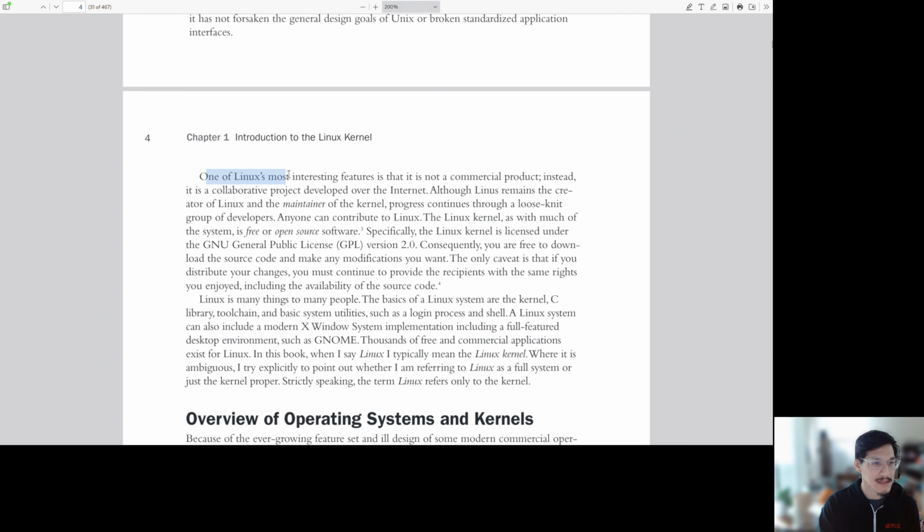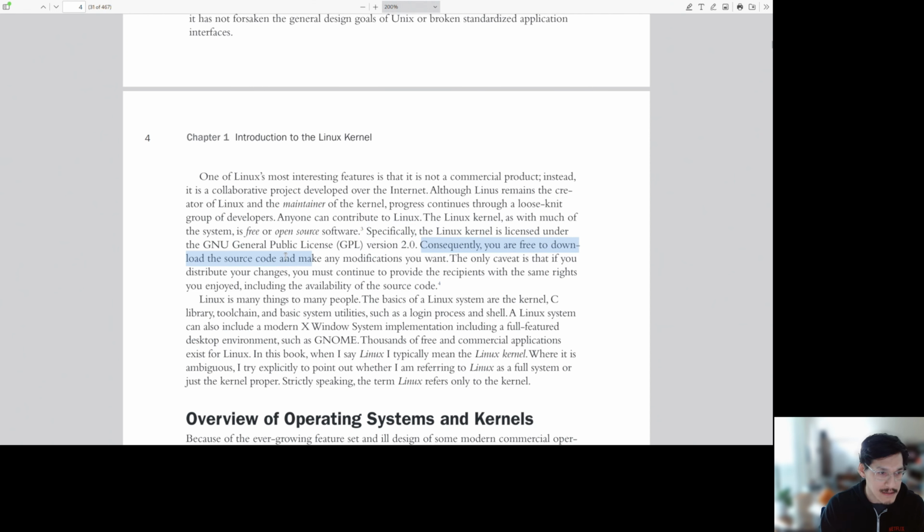One of Linux's most interesting features is that it is not a commercial product. Instead, it is a collaborative project developed over the internet. Although Linus remains the creator of Linux and the maintainer of the kernel, progress continues through a loose-knit group of developers. Anyone can contribute to Linux. The Linux kernel, as with much of the system, is free or open source software. Specifically, the Linux kernel is licensed under the GNU General Public License, GPL version 2.0.